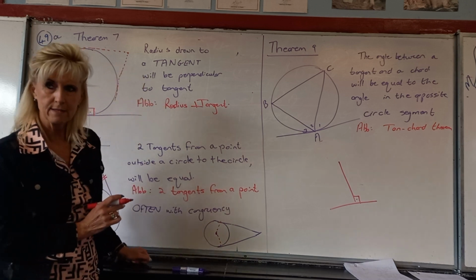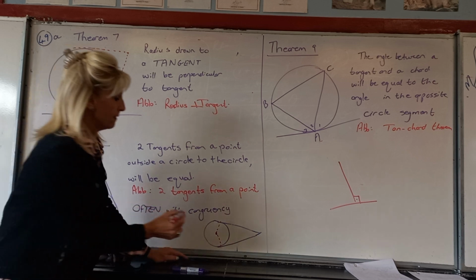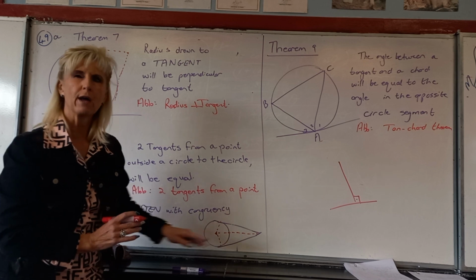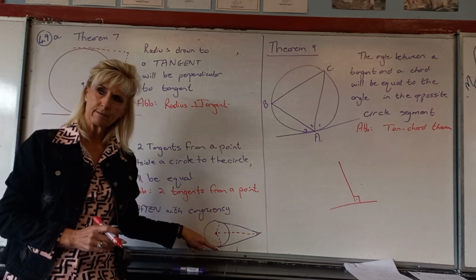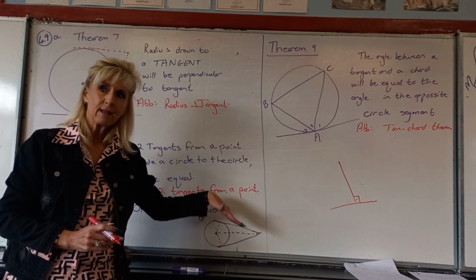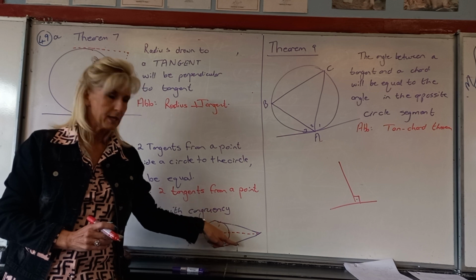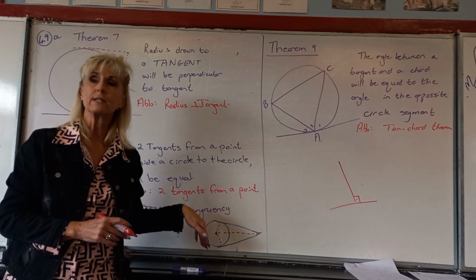Radii to the points of touch, the tangent touch, will make up two congruent triangles. Always. How come? Radii, common side, and then the theorem you've just done. Those two lines will be equal because of the radii, right? So they will always be congruent if necessary.